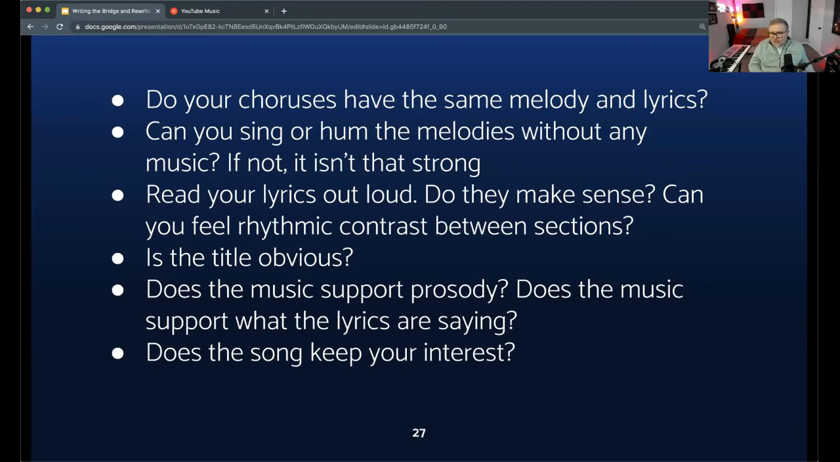Also, I think as you heard in the songs we listened to today, the title is usually pretty obvious in songs. You pretty much know what the title is. Is your title obvious? Look for that. Does your music support what you're trying to say? Is there that prosody? And then does the song keep your interest as you listen as well?